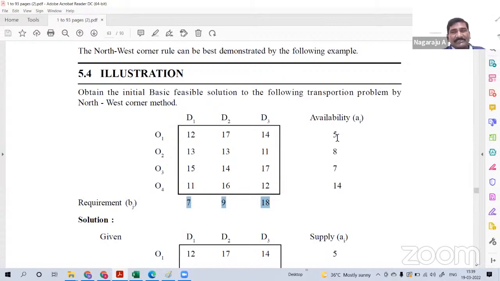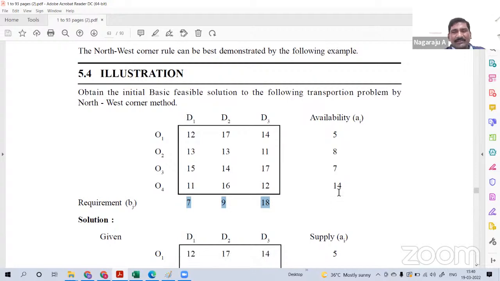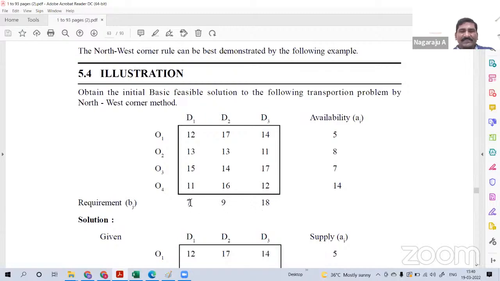My product total is 8 plus 5, which is 13. Then 13 plus 7 is 20, and 20 plus 14 is 34. So 34 is the availability on my side. From the requirement point of view, if I check, 9 plus 7 is 16, and 16 plus 18 is 34. So the total is clearly balanced, and directly we can go further.